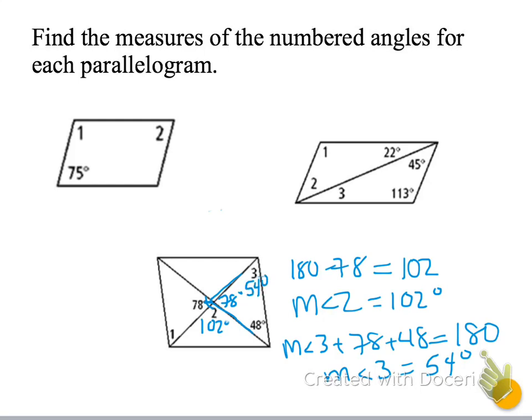Okay, and now I need to find the measure of angle 1. So if I draw my parallel lines and the transversal that intersects them, if you look at angle 1 and angle 3, they're alternate interior angles. Alternate interior angles should always be the same. So the measure of angle 1 should be the same as the measure of angle 3. So it is also 54 degrees.